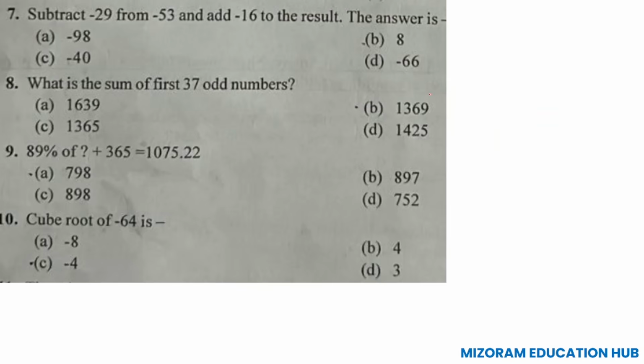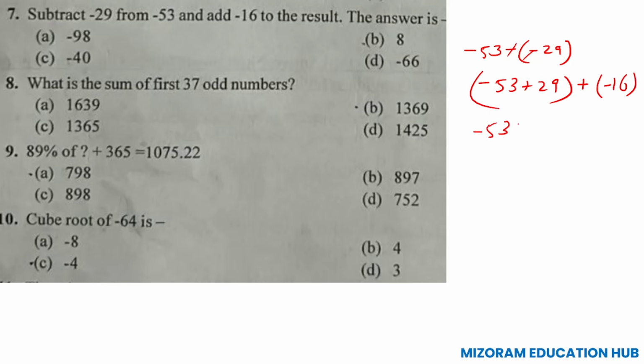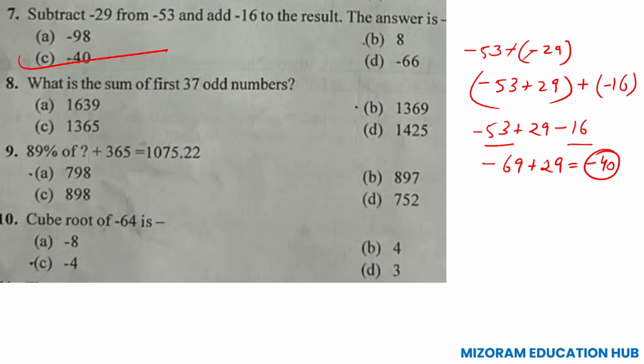Next question. Subtract minus 29 from minus 53 and add minus 16 to the result. From minus 53 we subtract minus 29, which becomes plus 29, and that is the result. Then to this result we add minus 16. So minus 53 plus 29 minus 16. Negative and negative gives minus 69, and adding 29 gives minus 40. So option C is correct answer.